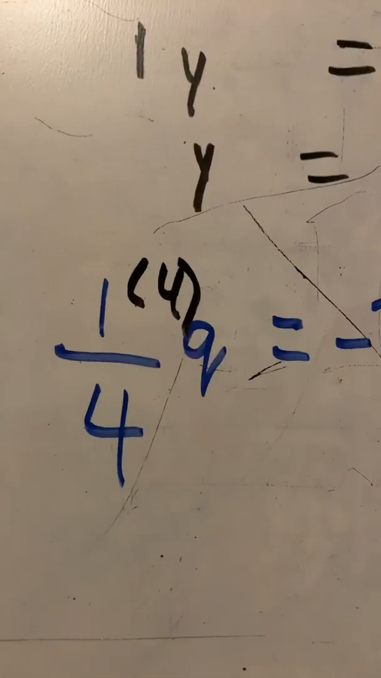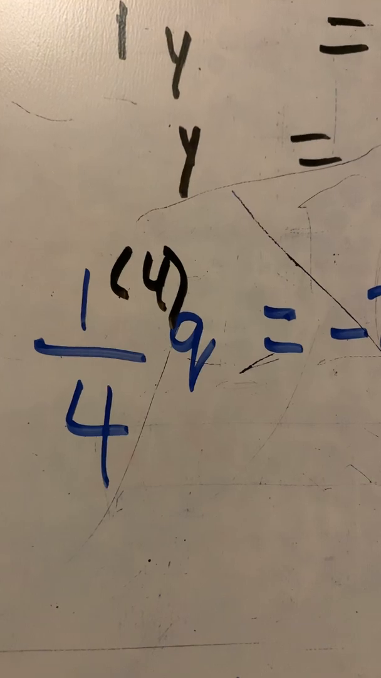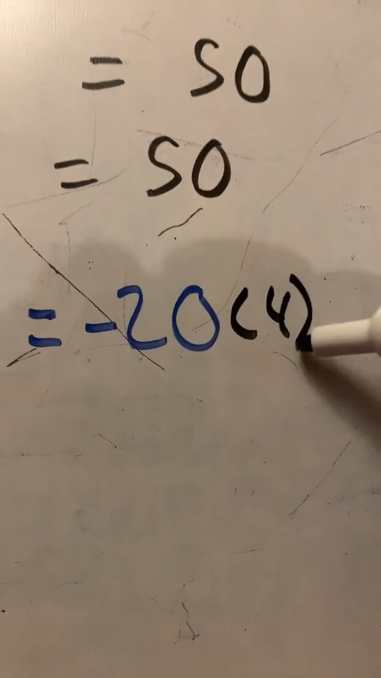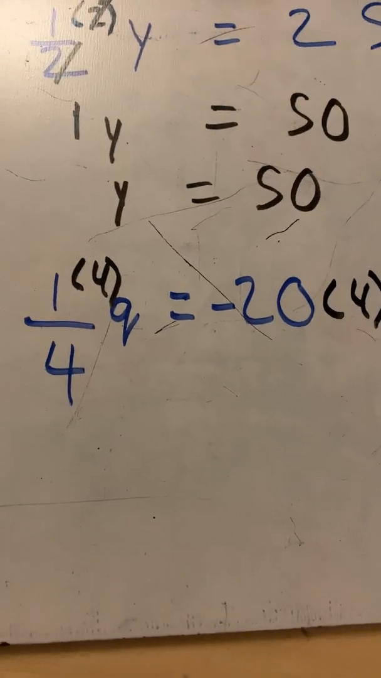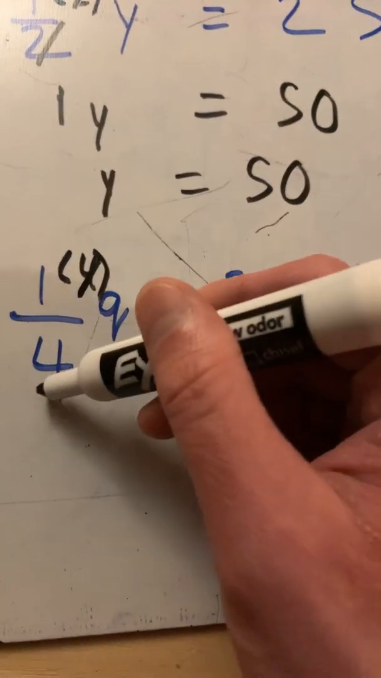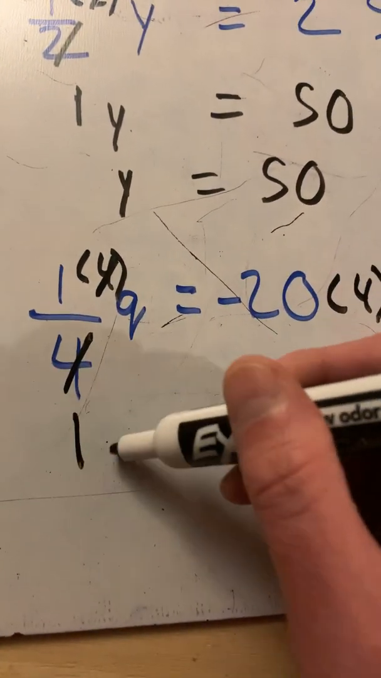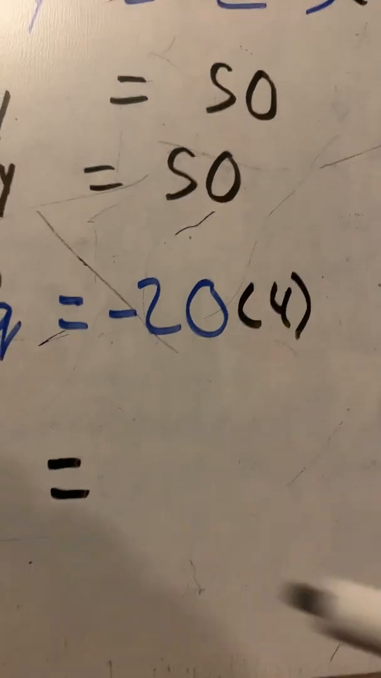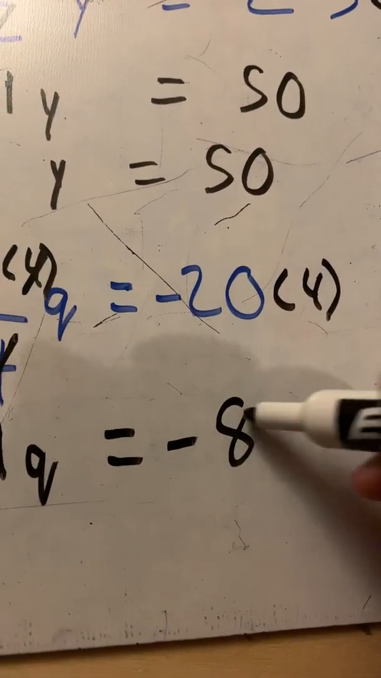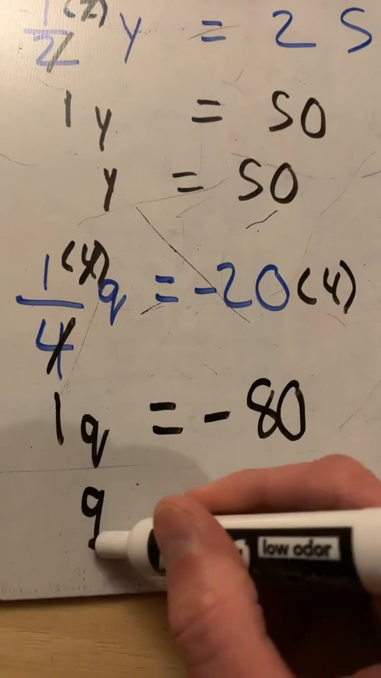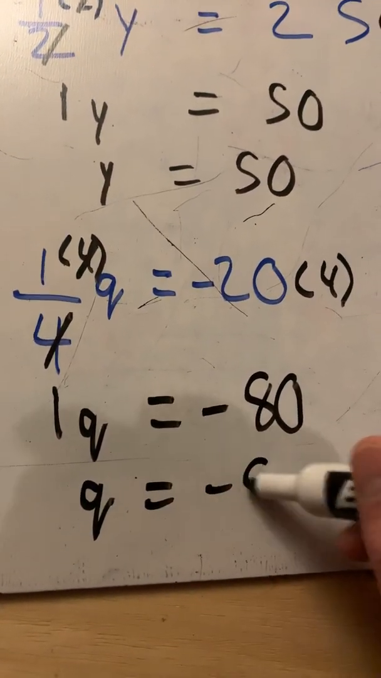You show that up on the numerator of the fraction with parentheses. Do the same thing to the other side, multiply by 4. Then simplify both sides of your equation. On this side, the 4 on top and the 4 on the bottom simplify, and I'm left with 1q equals -20 times 4 is -80. And remember, that's the same as q equals -80.